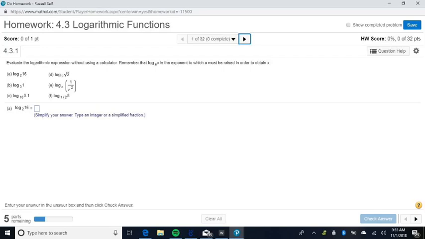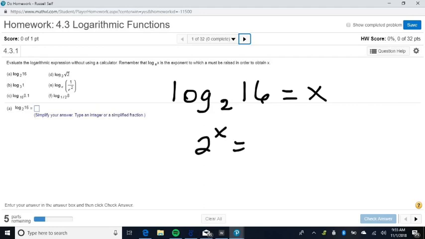For example, if you have log base 2 of 16, okay, we want to know what that is. What it literally means is, what exponent would you put on a 2 to get 16? So we're looking for an exponent here. So if we change this to exponential notation, it would be 2 to the x is equal to 16.